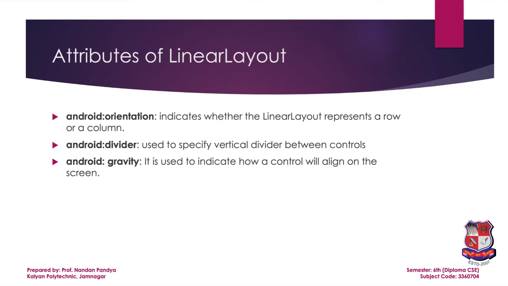Orientation. This specifies the direction of arrangement, and you will use horizontal for a row and vertical for a column. By default, the orientation value is set to horizontal. Another attribute is divider. This is a drawable to use as a vertical divider between views. Gravity specifies how an object should position its content on both the x and y axis.